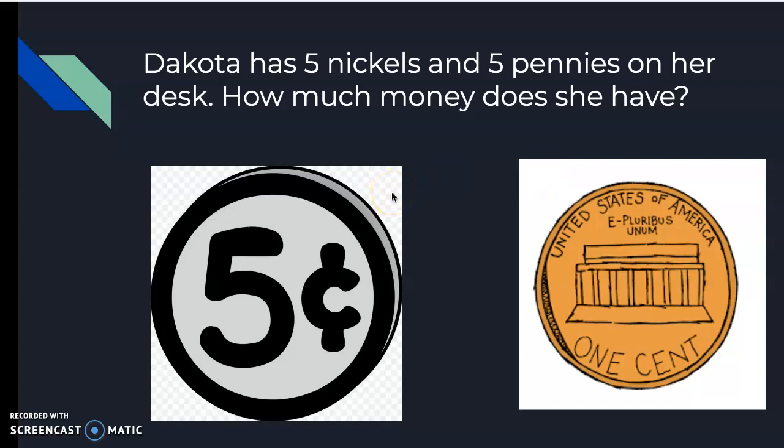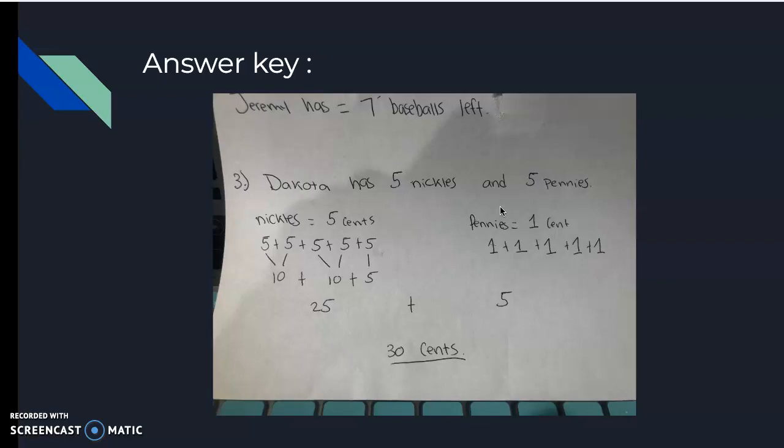I was very surprised that he was able to know exactly how much a nickel is and how much a penny is. He knew that pretty quickly. The way he solved it was he knew nickels were 5 cents, so he added 5 and 5 and 5. He paired them up together and was able to come up with 25. Same thing with the pennies. He did this fairly quickly because he's pretty comfortable with the smaller numbers, and he easily solved it for 30 cents.